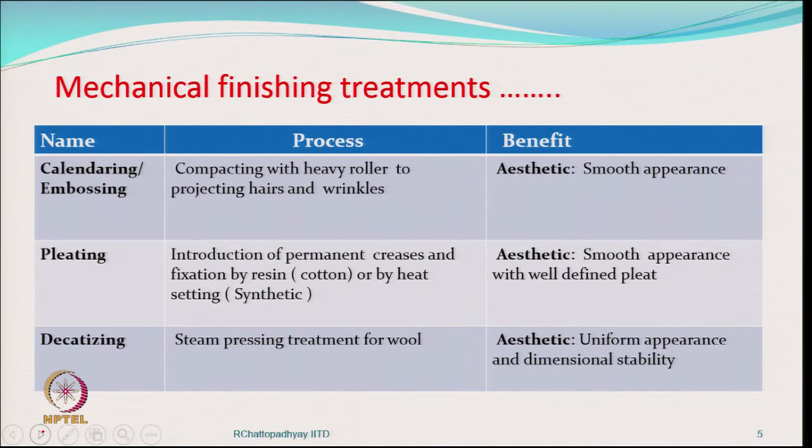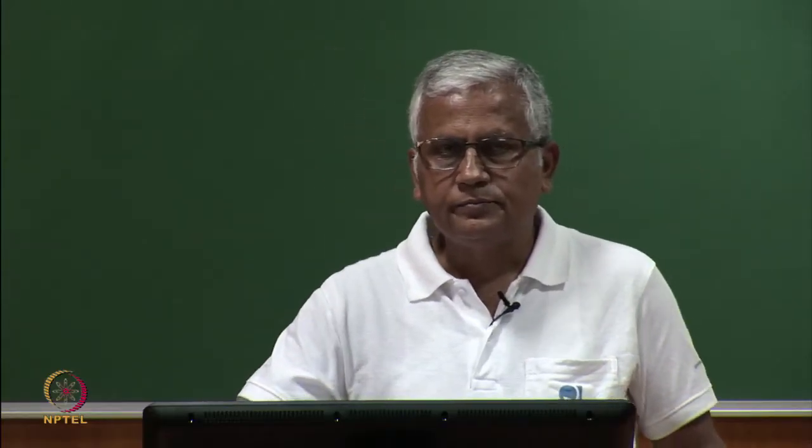The next one is calendaring or embossing. This is another treatment, and what it does is improve the appearance by making the fabric surface very smooth. So, if we want to make the surface smooth, this is the treatment we give, or we can go for embossing, where you want to create some floral effect or design effect on the fabric's surface, then also embossing can be done.